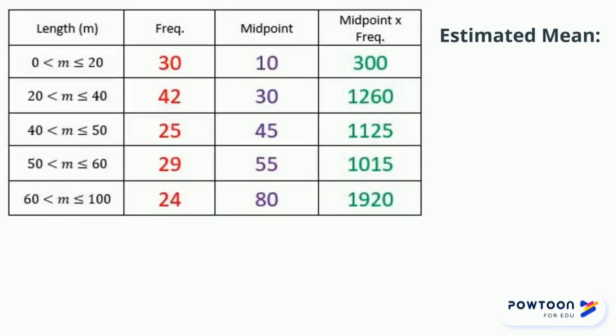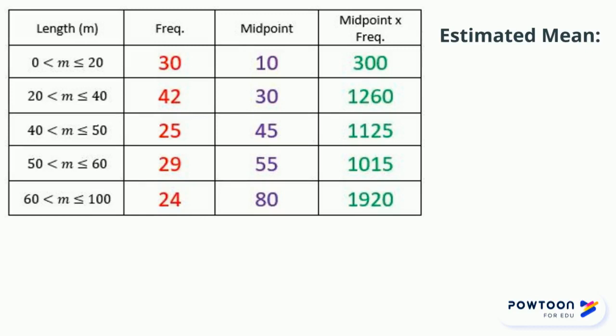Let's go over the answers. So first, estimated mean, you should have made a table that looked like this. Make sure that you found the frequency by finding the areas of each of the bars. And then your midpoint, you could have done the two values added together divided by 2. Then you're going to just multiply midpoint times frequency.